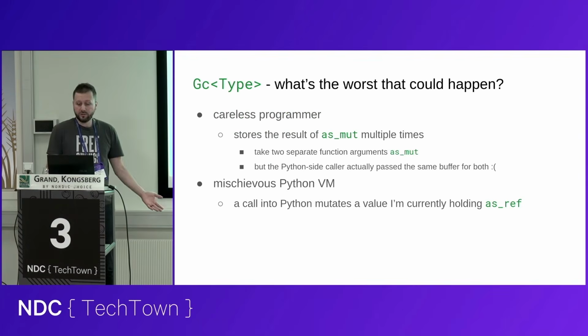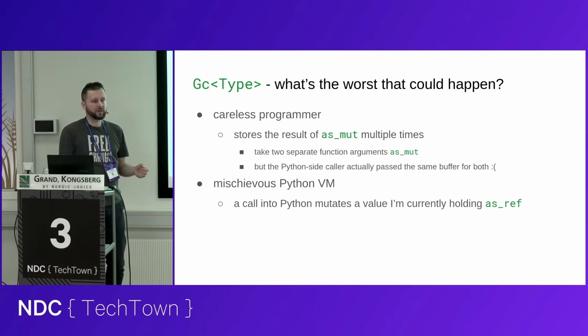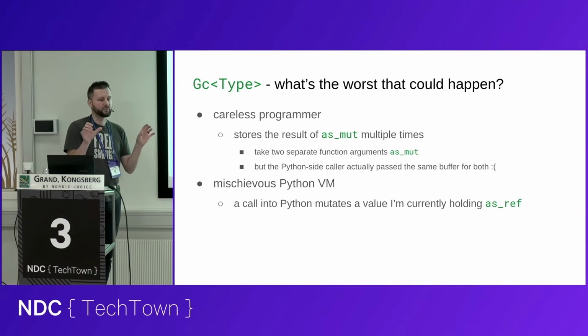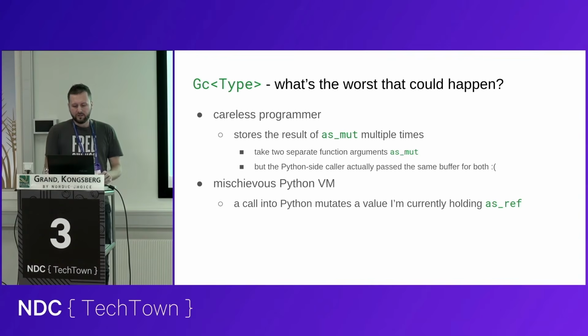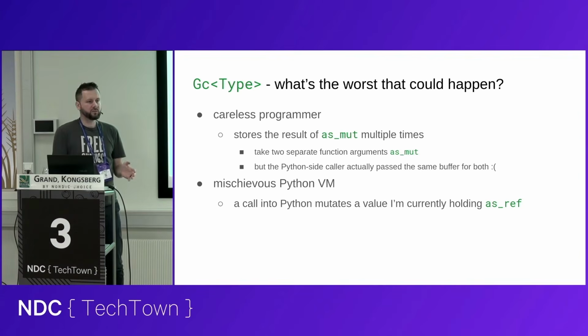What's the worst that could happen, you ask? Well, first of all, the programmer could be careless, store multiple mutable references to the same value. They might even do it by mistake. If you have a function exposed to Python that accepts two buffer arguments, and the caller passes in the same buffer, on the Rust side I could do smute on both, and that's instant undefined behavior, right? So that's a problem. And another problem could be caused by Python. If I'm holding a value as a shared immutable reference, and Python decides to mutate it, that's also instant undefined behavior. So that's a problem.